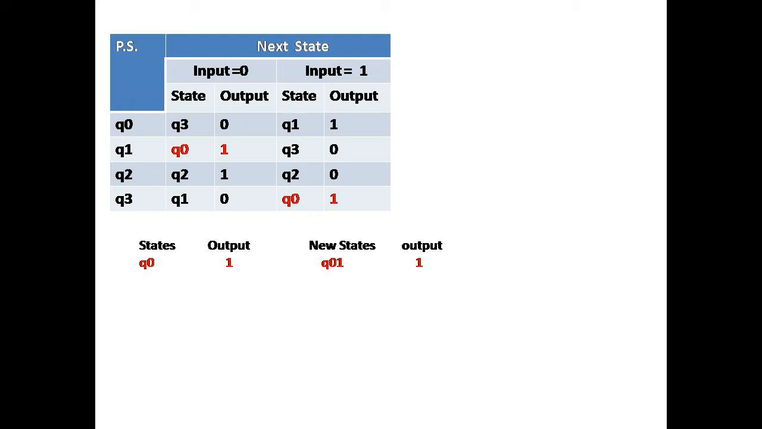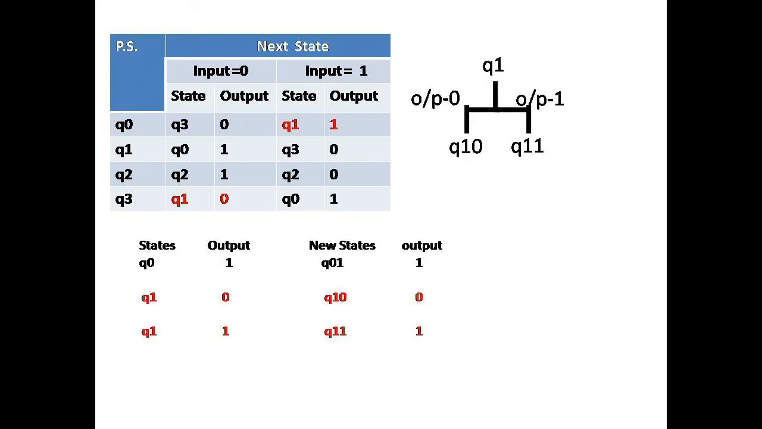Let's start with state Q0. Search for Q0 in the columns input 0 and input 1 and find out what the output symbols are. In this transition table, Q0 gives output 1. Q0 gives the same output, so we can leave Q0. Next state is Q1. We search for Q1 in column input 0 and in column input 1.